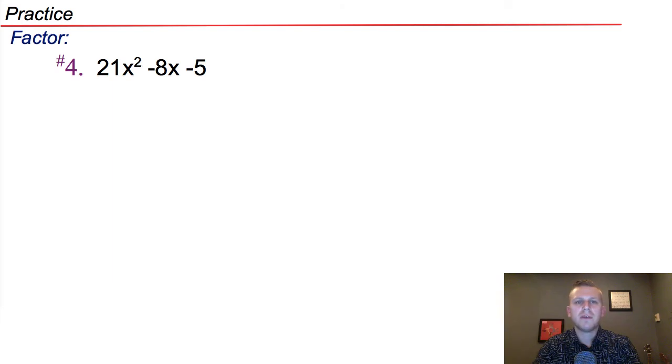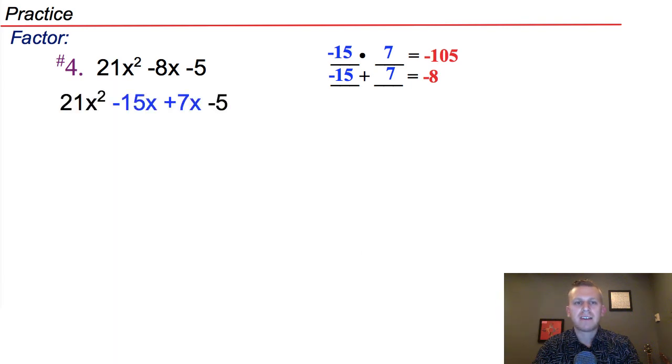Find two terms that multiply to a times c, or 21 times negative 5, and add to b, which is negative 8. Multiply to negative 105, add to negative 8. I find those numbers, it's negative 15 and 7. Replace the bx term with two bx terms that use these numbers, so meaning replace negative 8x with negative 15x and 7x. Now just factor by grouping.